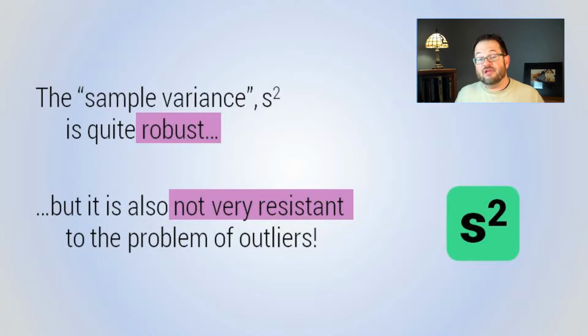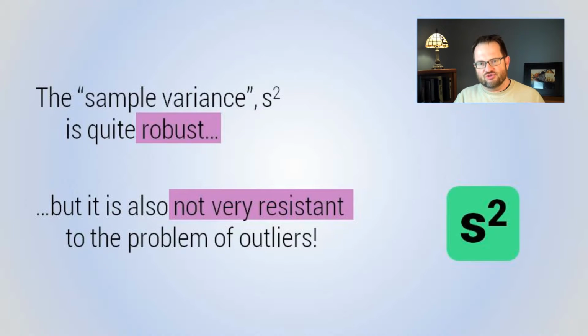Variance is a real property of the data set, whether the data are distributed in a mound-shaped, bell-shaped distribution, or exponentially distributed, or uniformly distributed, or any other strange distribution out there, bimodal or something like that. In all cases, it can be shown that sample variance is a reasonably good estimator of the variance of the population. But it can also be shown to be not very resistant to the problem of outliers.